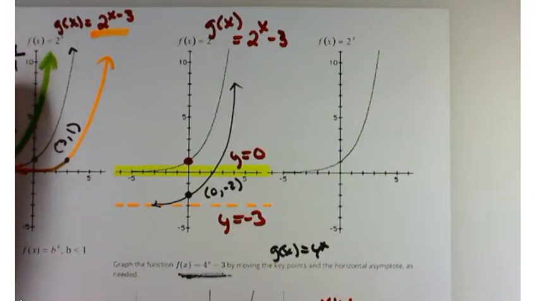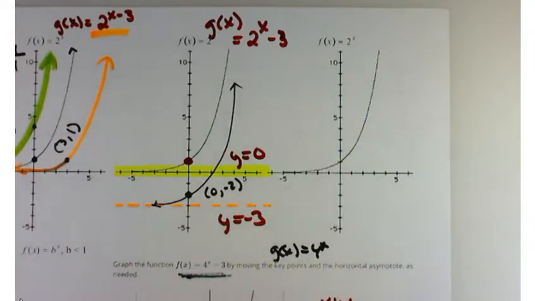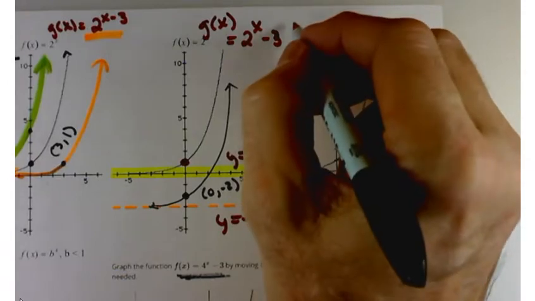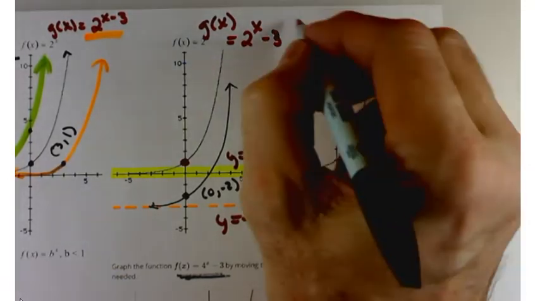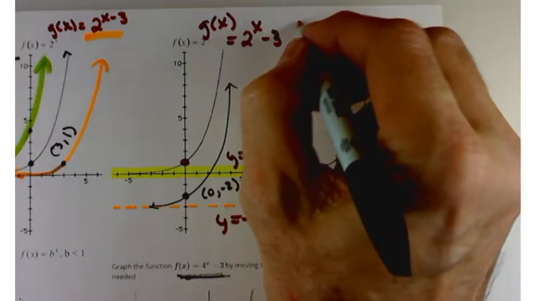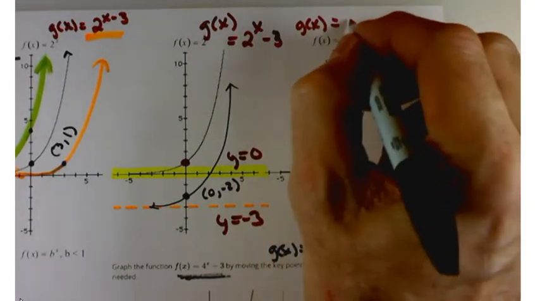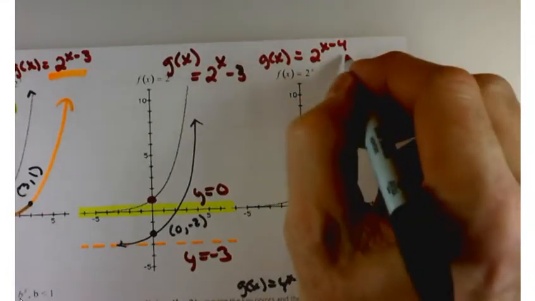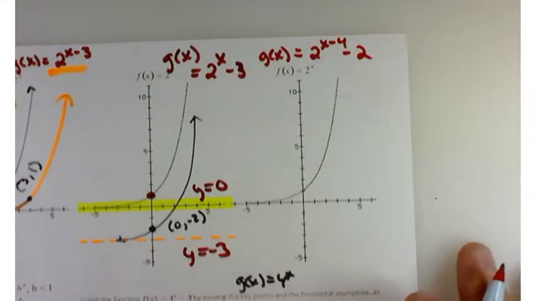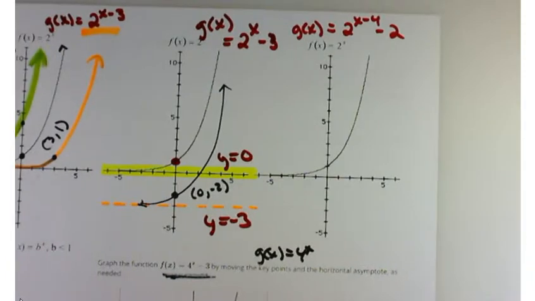Let me give you another one like this in terms of shifting and see what we can do with it. I'd probably give you something more like this. So here's your f of x is 2 to the x again. Let's look at g of x equals 2 to the x minus 4 minus 2. So I'm throwing a lot of shifts at you.